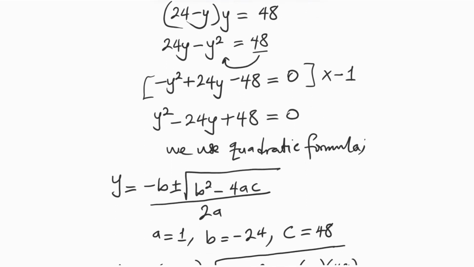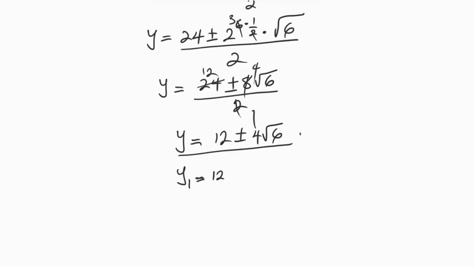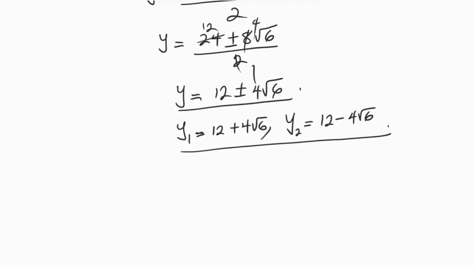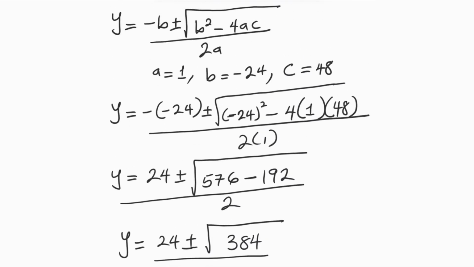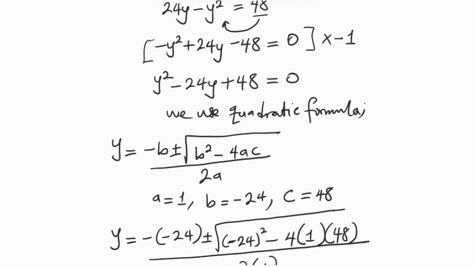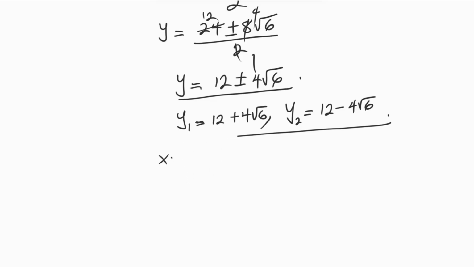X plus y is 24. So that means we have y1 equals 12 plus 4 root 6, and y2 equals 12 minus 4 root 6. Now, let's go ahead and find the values of our x. So we know that x plus y is equal to 24. Therefore, x is 24 minus y. Okay, so let's just do that. Our x is equal to 24 minus y. So let's plug in the value of y.